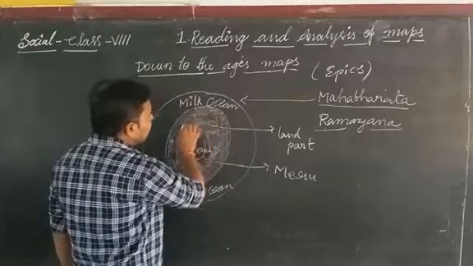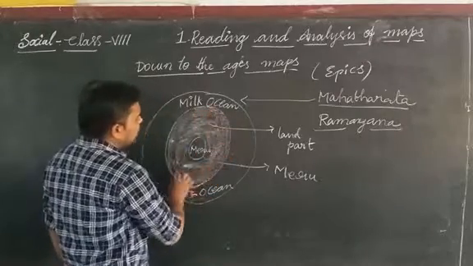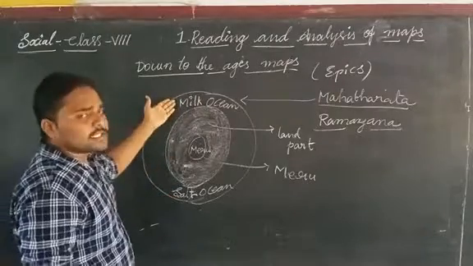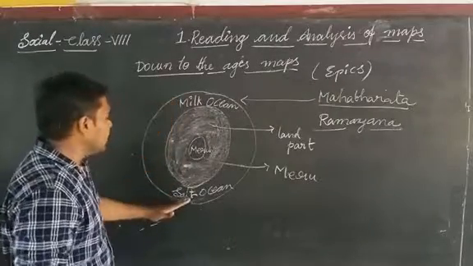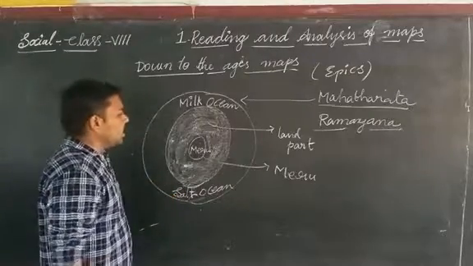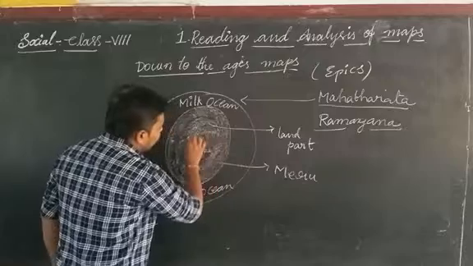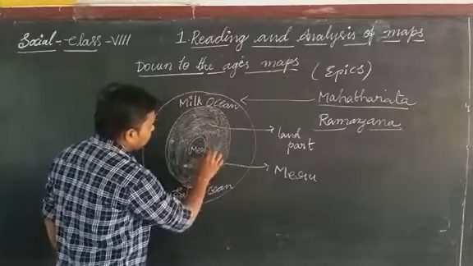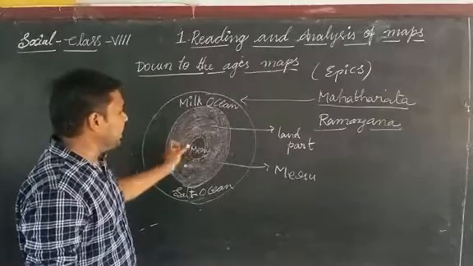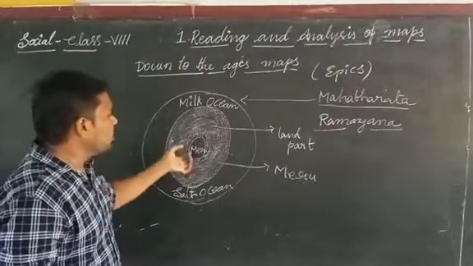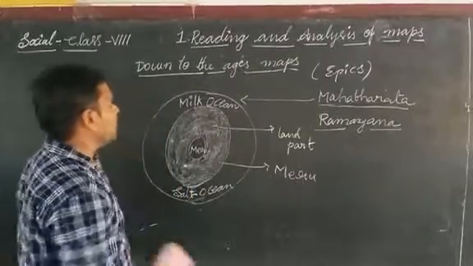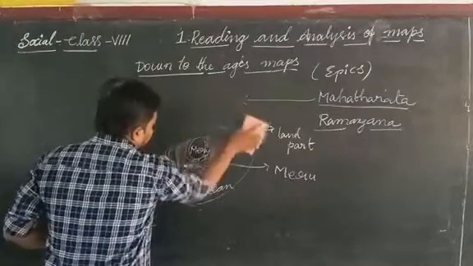the entire land part or the entire land mass is covered by Milk Ocean and Salt Ocean. On the north side is the Milk Ocean, and on the south it is covered by the Salt Ocean. And in between the land portion, exactly the middle part is located with the Meru mountain. Okay, this is the structure of the earth according to the epic Mahabharata.